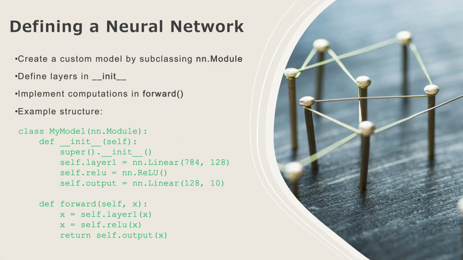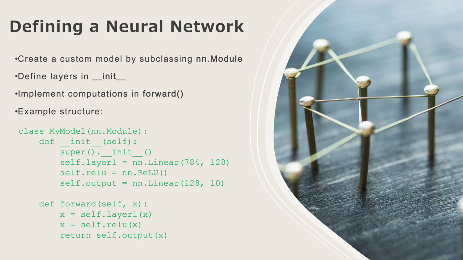In PyTorch, neural networks are built by creating your own model class. To do that, subclass nn.Module, which is the base class for all neural network components in PyTorch. Inside the __init__ function, you define the layers you want the network to use. In this example, the model has three components: a fully connected layer called Layer 1, a ReLU activation function, and a final output layer. These layers don't do anything yet. You're simply setting up the structure of the network.